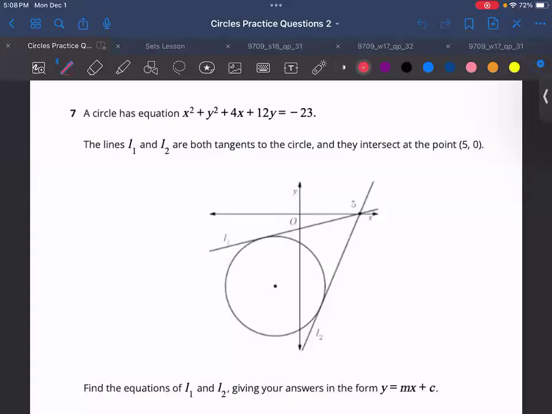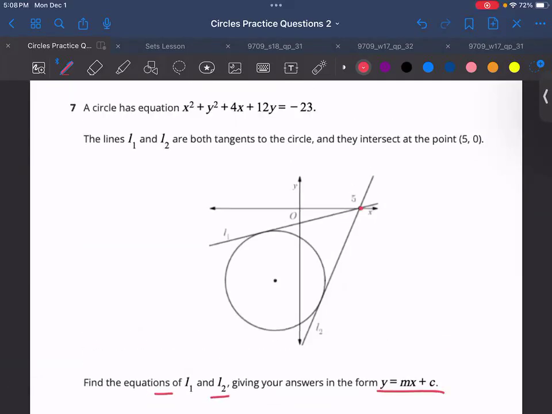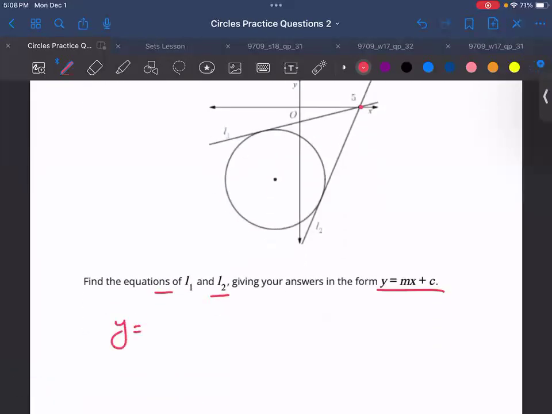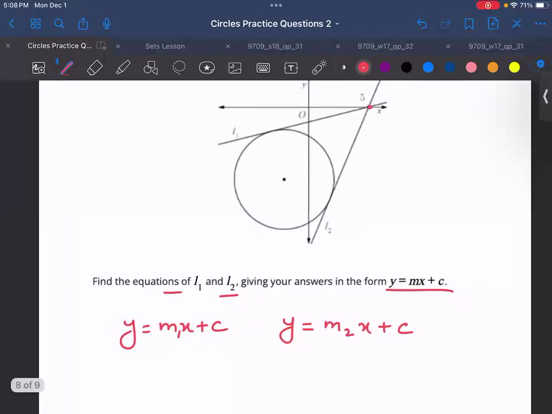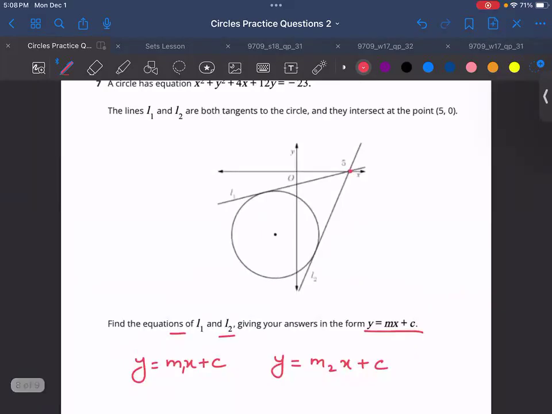Now, every single time you see a question, over here it's a circle question, the two lines are intersecting the circle. It says find the equations of L1 and L2 in the form y equals mx plus c. We know that the intersection point of these two lines is (5, 0). So I can write y equals mx plus c, right? One of them will have gradient m1 and one of them will have gradient m2. And they're both tangents to the circle.